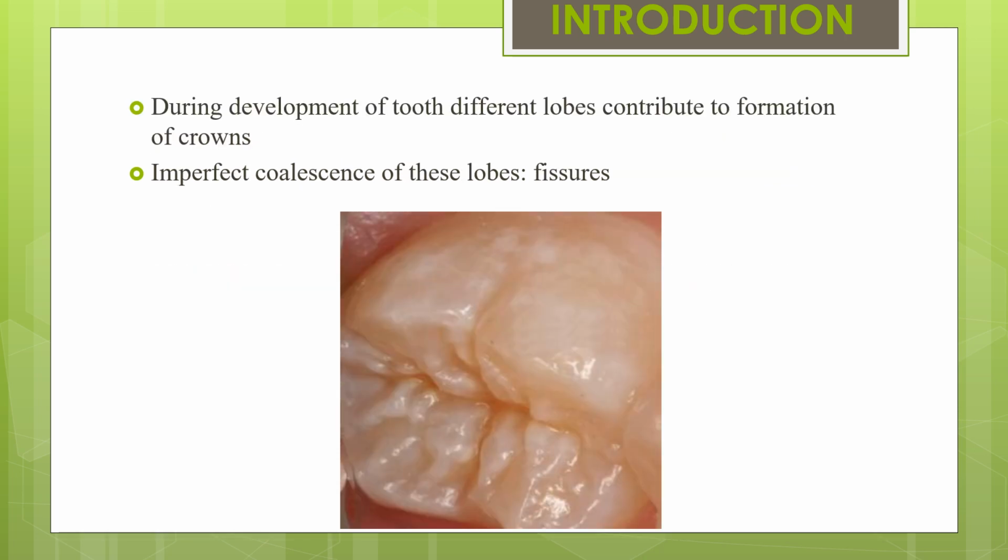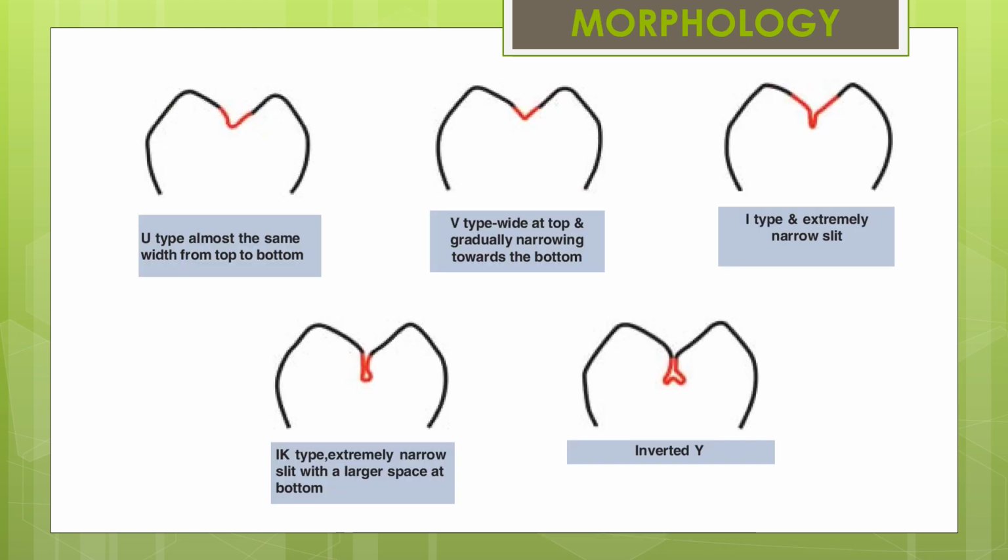So how are these fissures formed? These fissures are imperfect coalescence of the lobes which are contributing to the formation of the crowns. The morphological type of the fissure is going to vary from tooth to tooth. This was classified by Nango in 1990 into 5 types.